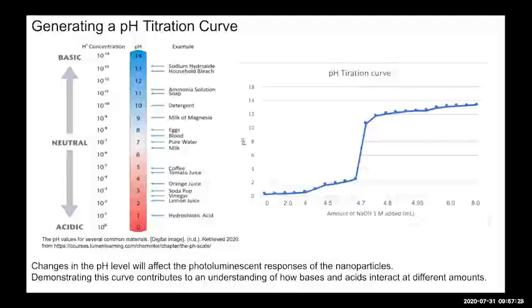In comparison with household items such as vinegar, which is a weak acid, and baking soda, which is a weak base, in this study sodium hydroxide, a strong base, and hydrochloric acid, a strong acid, were used to generate the titration curve. The reason the curve looks like this is because once it is nearing the pH of 7, which is the point of neutralization, even the smallest bit of base can create the jump from the neutral pH to the more acidic ones. Demonstrating this curve is important because it contributes to an understanding of how these bases and acids can work together.